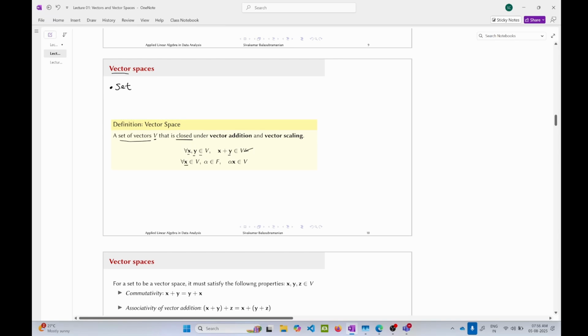Similarly, if I choose the vector x from my original set V, and I choose some alpha, let's say it's a real number or complex number, you don't have to worry about the field. I choose any real number and do the scaling operation. If the new vector that I've generated is in the original set V, then I say it's closed under vector scaling. If both of these are satisfied, then the set that you've been working with, V, can be called a vector space. If any one of them is not satisfied, or both are not satisfied, it's not a vector space. It's as simple as that, and this is something you have to remember.